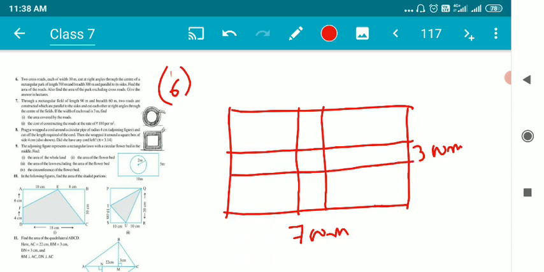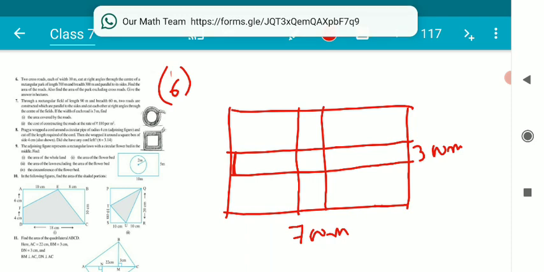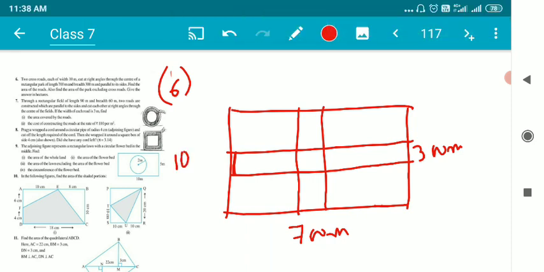Now the question is: find the area of the roads, and also find the area of the park excluding the crossroads. Give your answers in hectares. So we can find the answers in hectares, no problem in that. The road is 10 meters wide, on every side. So we have to solve this question step by step.